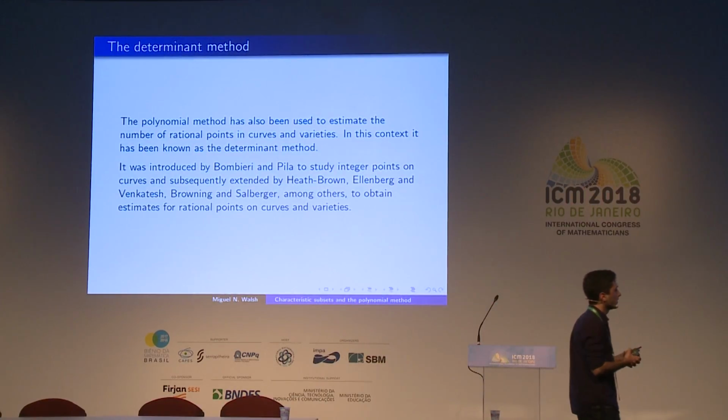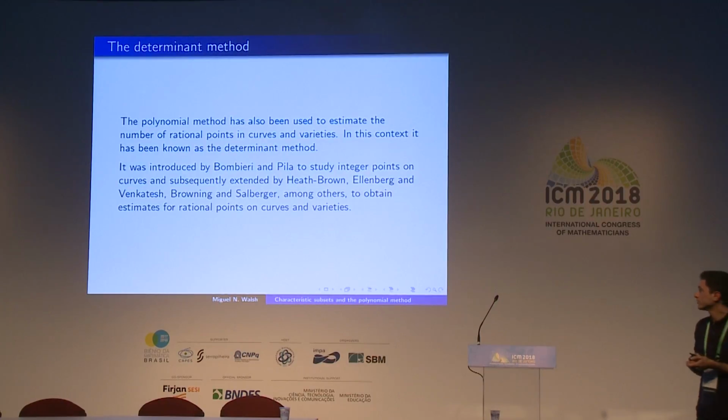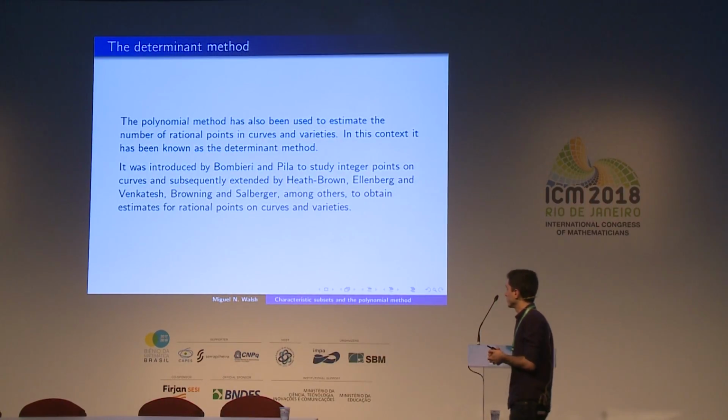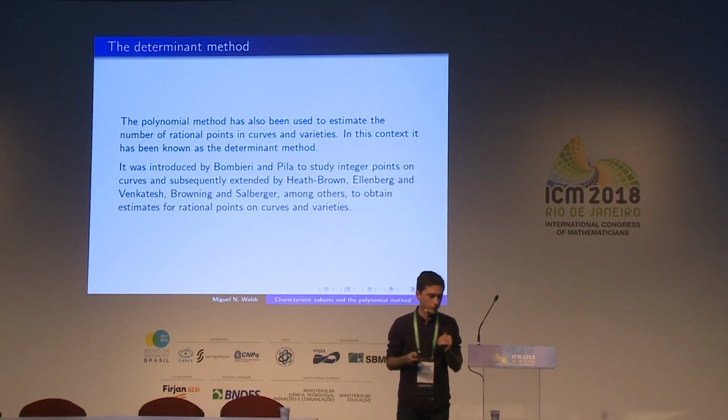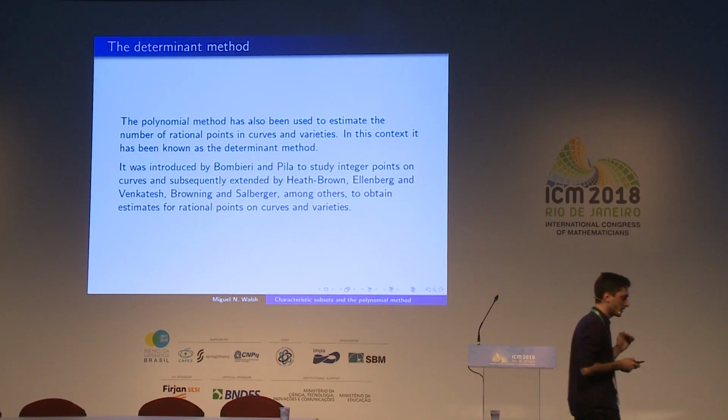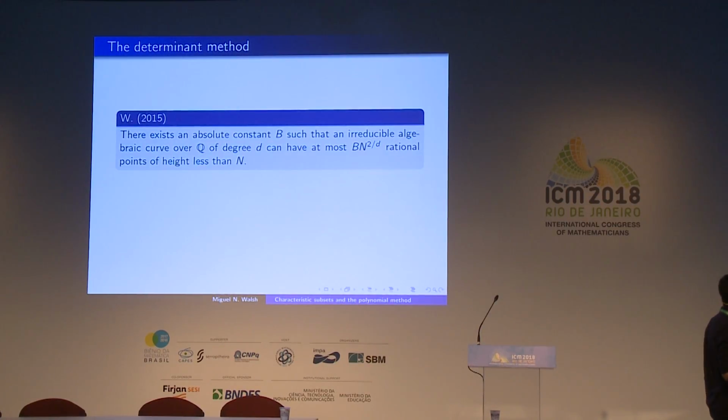So the polynomial method in this form, called the determinant method, has been used in this area with quite an effect. And one particular yardstick of these results is to estimate the number of points of at most a certain height on curves. Particular result that one ends up with is the following. To give you an idea of what one can prove here using the polynomial method, there exists an absolute constant b, such that an irreducible algebraic curve over the rational numbers of degree d can have at most b times n to the 2 over d rational points of height less than n.